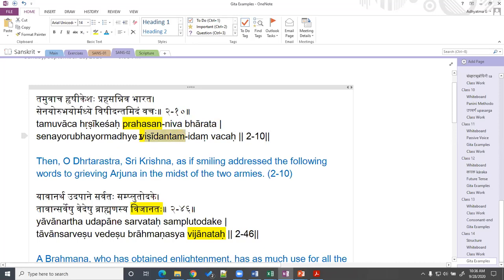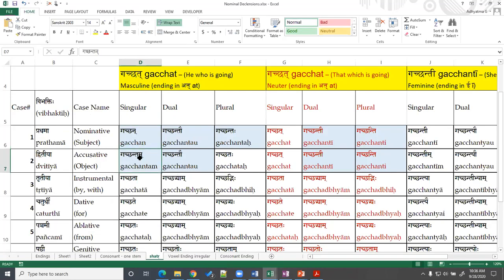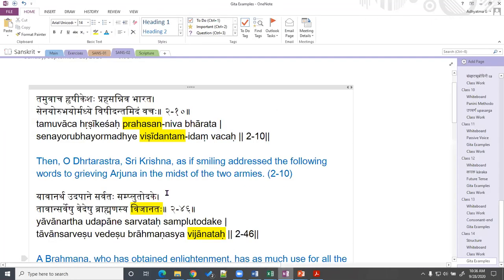Vishidantam, that is describing Arjuna. It is in the second case, the second case singular, like gachantam, vishidantam. So that means he is still lamenting. That is like that action. He is in the middle of that action, in the middle of that depression or grief or pain, Arjuna. So that's why the present participle is used.